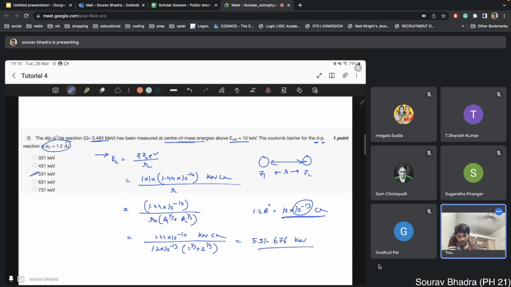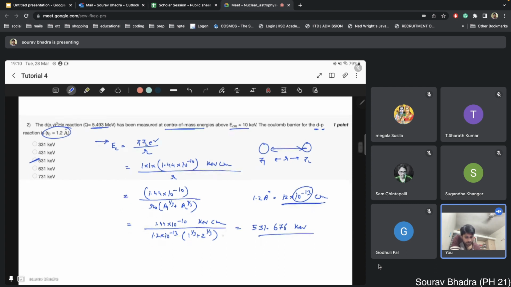Okay, so roughly this one. This is the potential, I mean the Coulomb barrier. Coulomb barrier means you have to calculate the potential between two particles at a particular distance. The distance will be given, and as we are calculating the barrier, that means we have considered the deuterium and protons are at the minimum least separation.